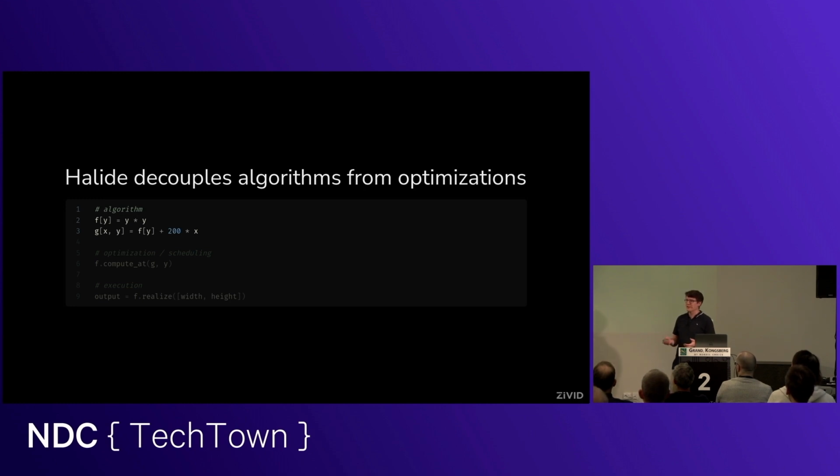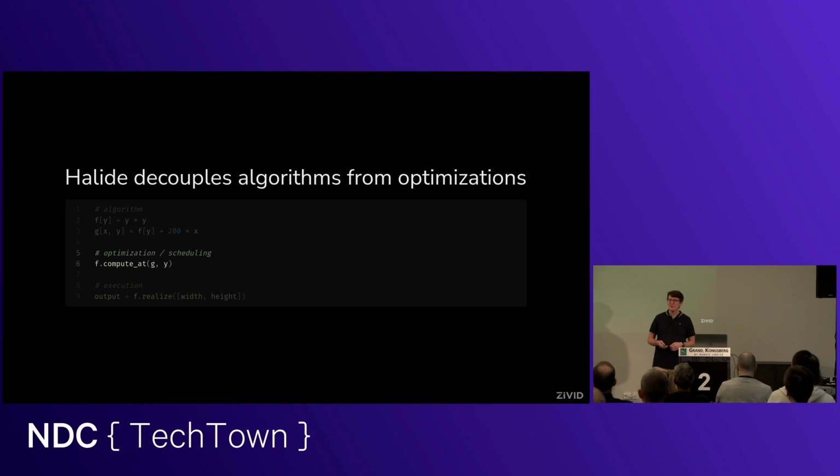So we define f of y to be the square of y. We define g of x and y as a 2D image, and it's a function of the y that we had from before. But we haven't said anything about how we want to compute this. We're just saying something about the relation between the two functions, f and g.